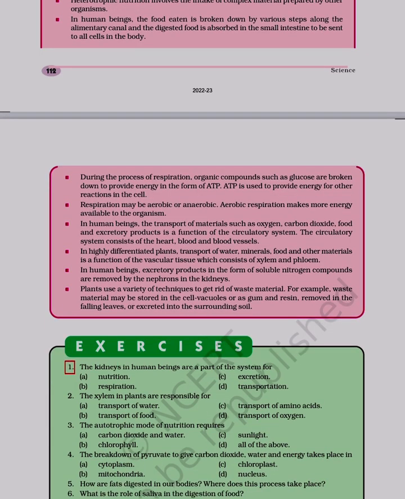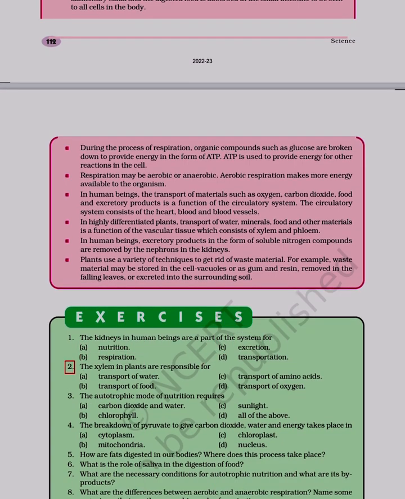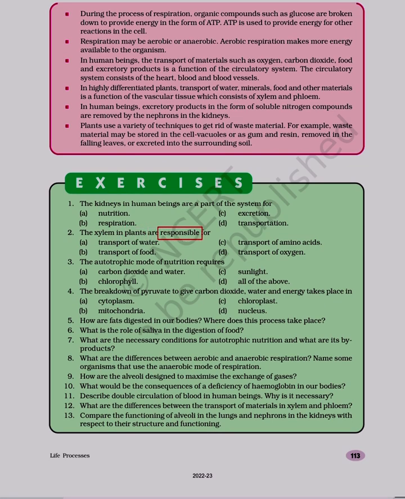Exercises. 1. The kidneys in human beings are a part of the system for A. Nutrition, B. Respiration, C. Excretion, D. Transportation. 2. The xylem in plants are responsible for A. Transport of water, B. Transport of food, C. Transport of amino acids, D. Transport of oxygen. 3. The autotrophic mode of nutrition requires A. Carbon dioxide and water, B. Chlorophyll, C. Sunlight, D. All of the above.